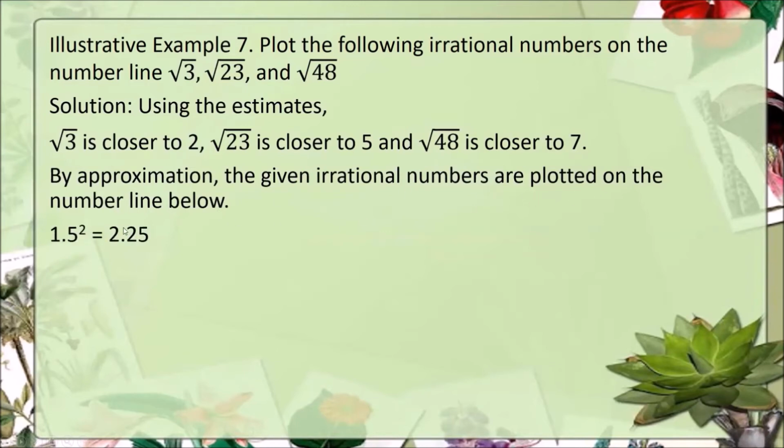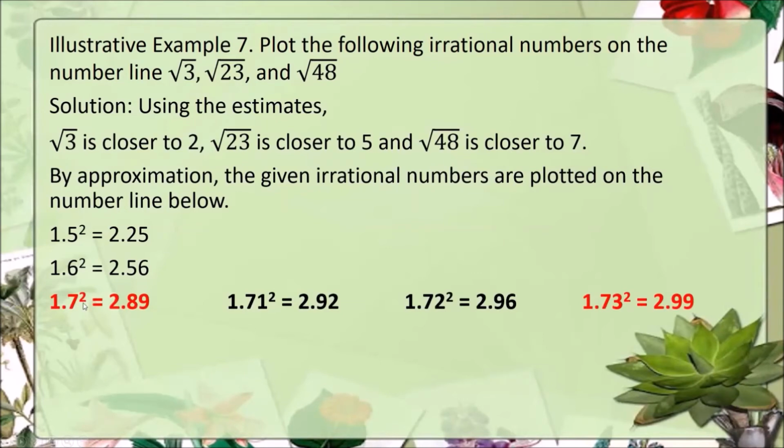1.5 squared for square root of 3, hanapin natin, equals 2.25. 1.6 squared is equal to 2.56. 1.7 squared is equal to 2.89. And 1.8 squared is equal to 3.24. So, dito tayo kukuha sa 1 point something. Continue natin for 2 decimal places for the hundredths.